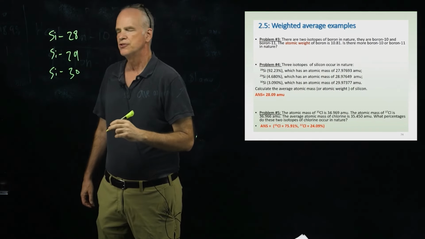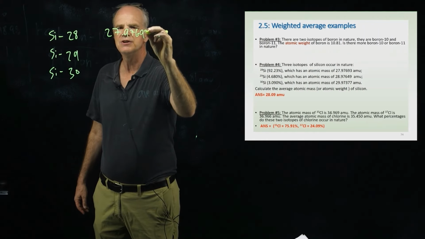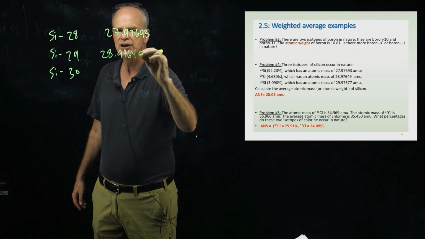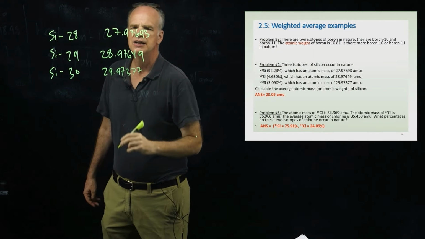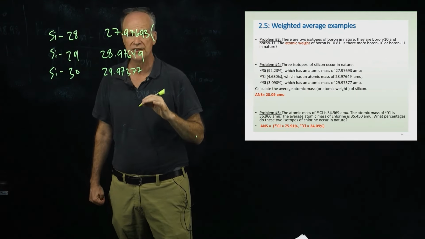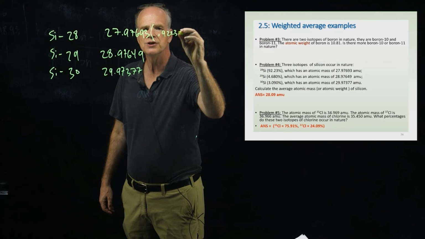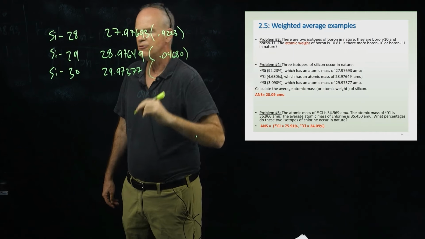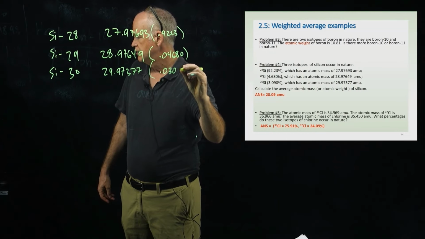And so what you want to do is write out their atomic masses, and so it's 27.97693 for silicon 28. For silicon 29, it's 28.97649. For silicon 30, it's 29.97377. And then for each of these atomic masses, you remember that you take the percentage and convert it to a decimal, and you multiply that by the decimal abundance. So for silicon 28 it's 0.9223. This number would be multiplied by 0.04680, and this number would be multiplied by 0.03090.